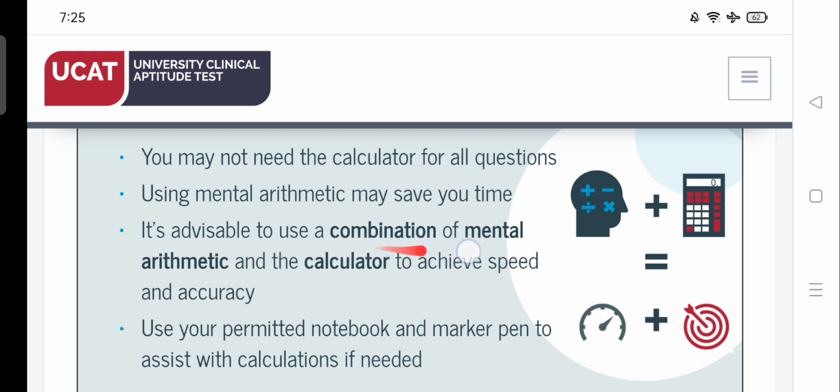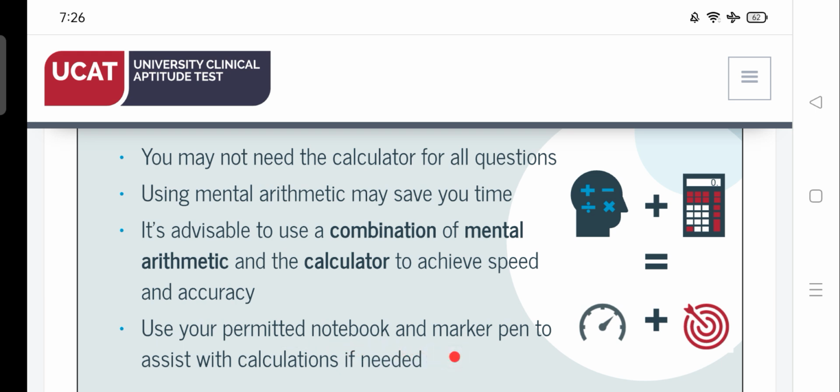It's advisable to use a combination of mental arithmetic and the calculator to achieve speed and accuracy. That's a very important and nice point: when you are doing calculations and want to save your time, you can use both things to calculate your data, a calculator and your mental arithmetic. It will help you achieve speed, accuracy and the best results. So you can do some of the calculations in your mind, and then use the calculator.